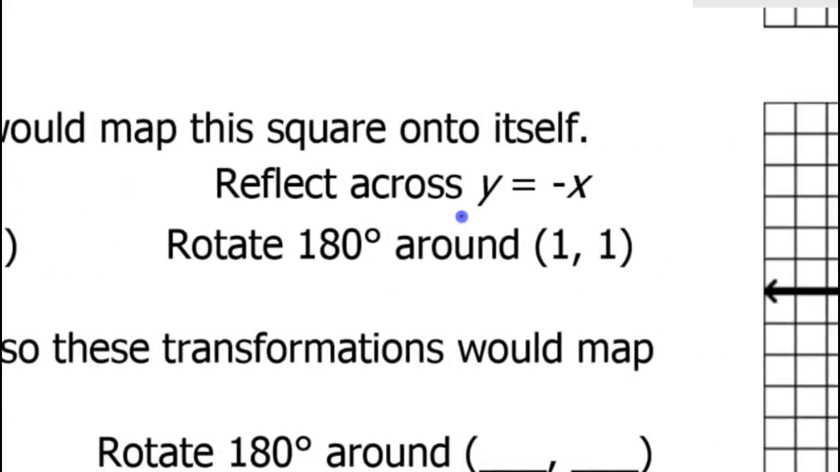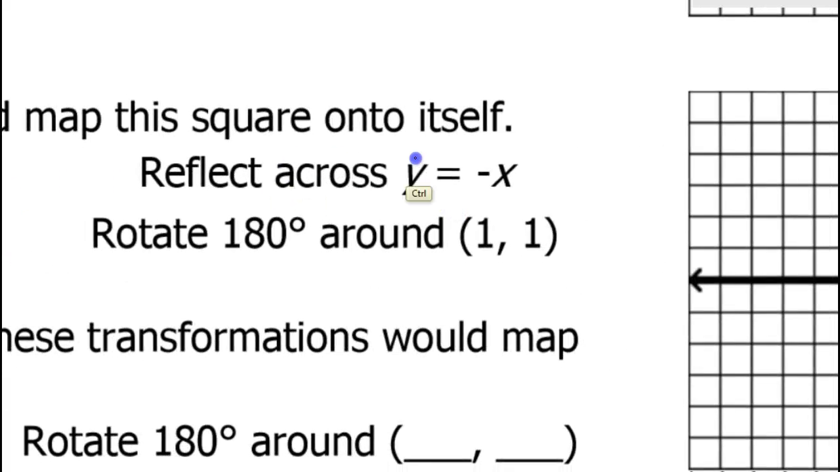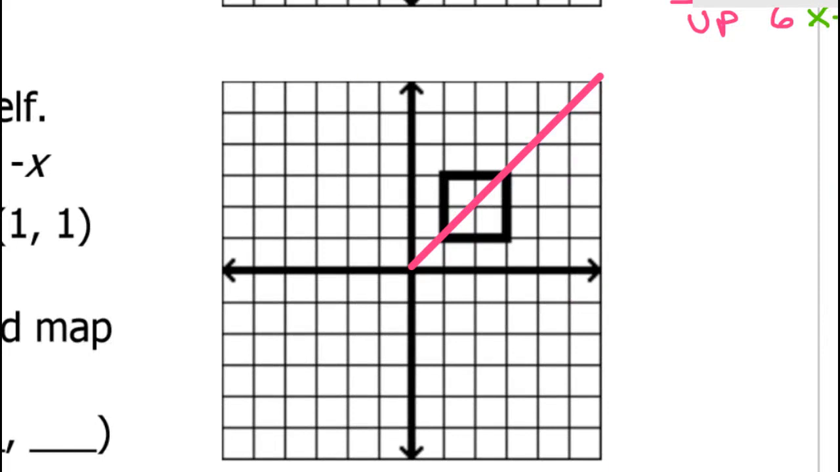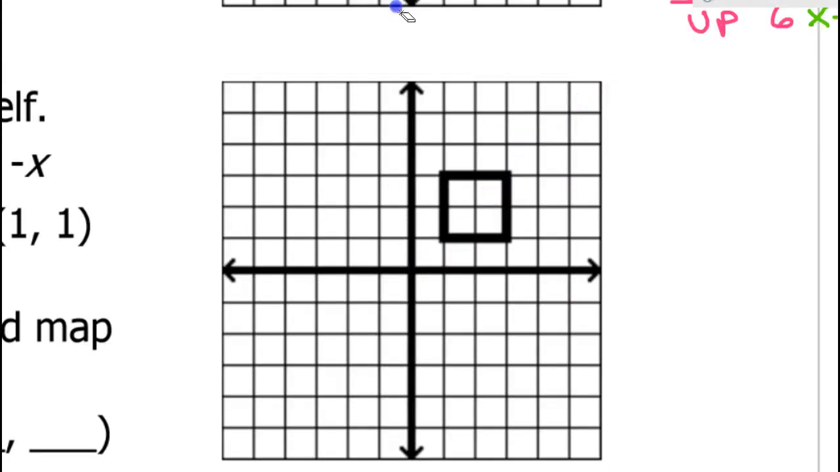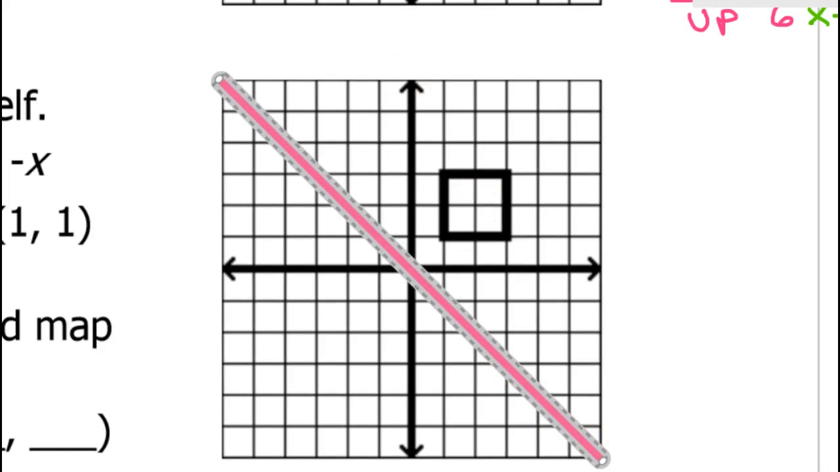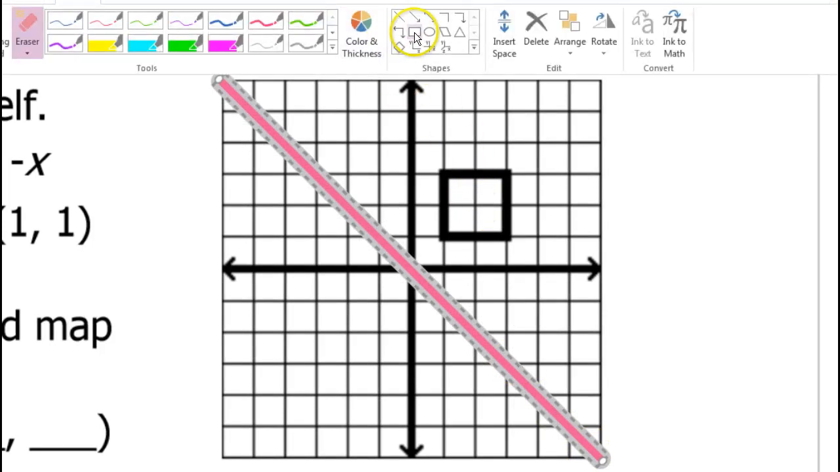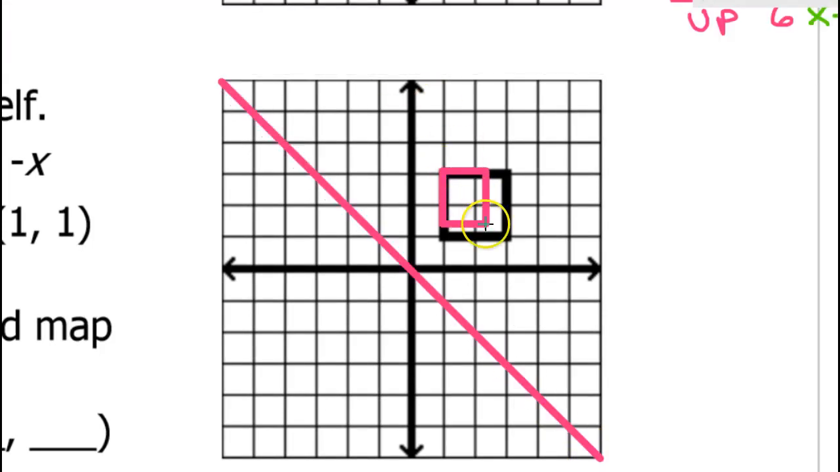Okay, what about a reflection across the line y equals negative x? What would that look like? Now the line y equals negative x is a downward sloping line like this. Notice that it doesn't pass through the square at all. So look, here's the original square right here.